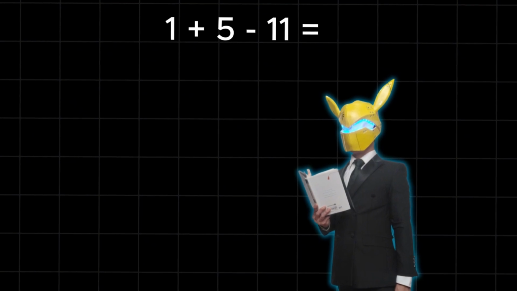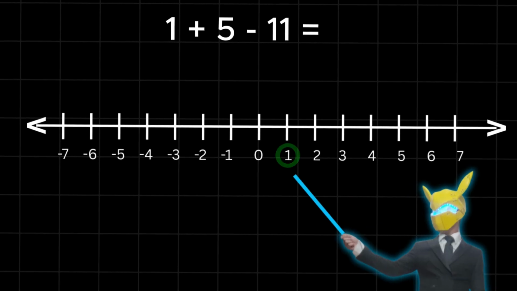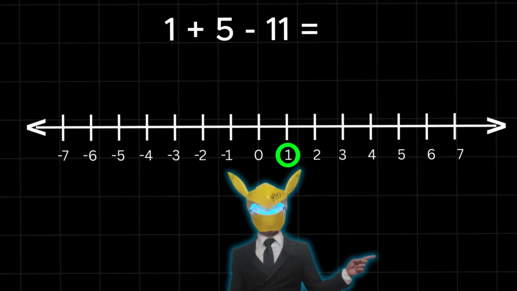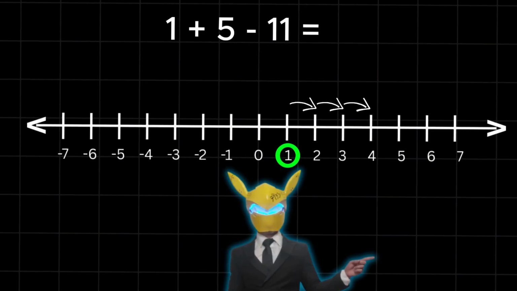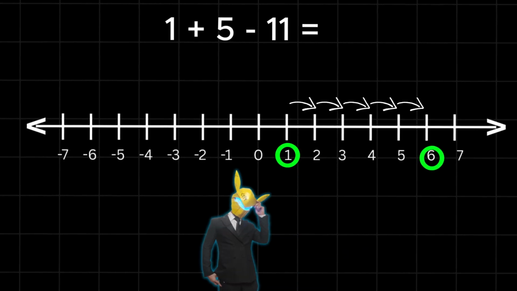Let's try something a bit more difficult. 1 plus 5 minus 11. Let's use our number line again. So we start from 1. Plus 5, so we're going 5 steps to the right. 1, 2, 3, 4, 5. And we land at 6, but we're not done yet.